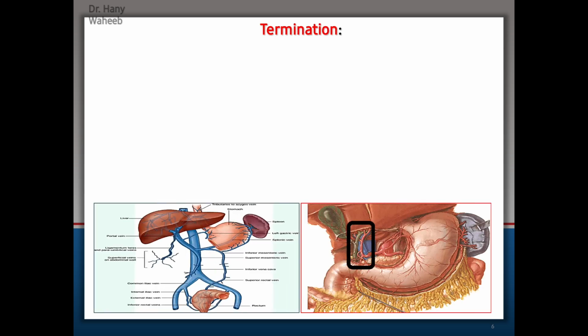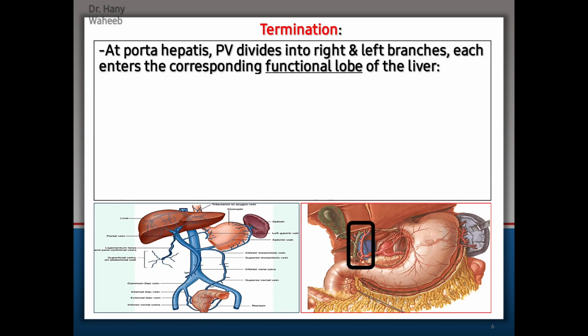Here's the termination of the portal vein by dividing into two branches at the porta hepatis. At the porta hepatis, the portal vein divides into right and left branches. As you remember, the portal vein begins as a vein and ends like an artery by dividing into branches. Each of the right and left branches enters the corresponding functional lobe of the liver, the right functional lobe of the liver or the left functional lobe of the liver.